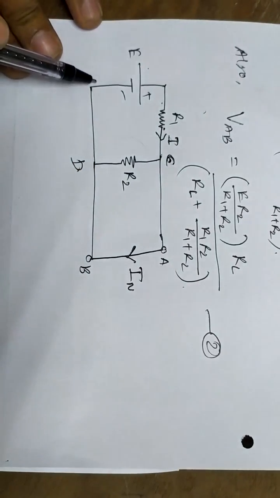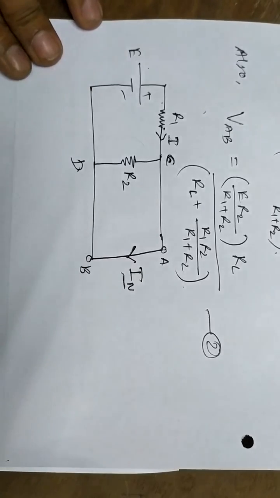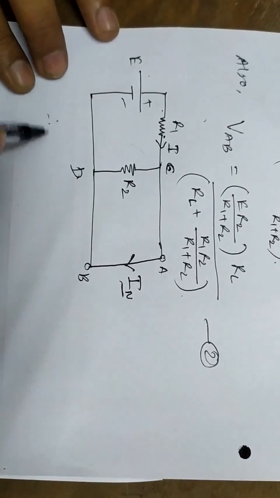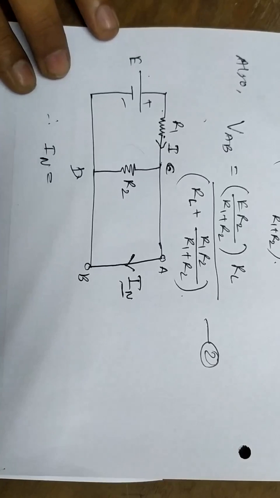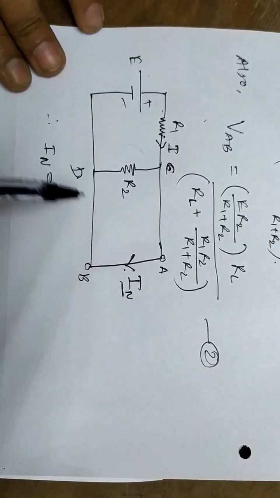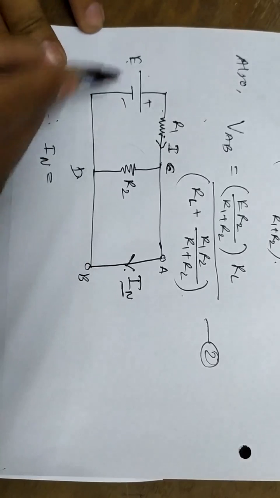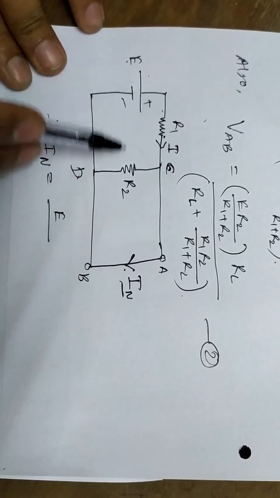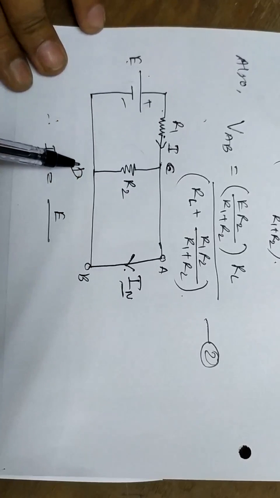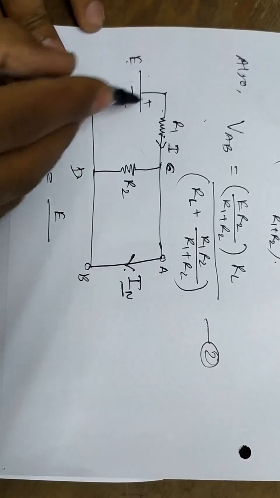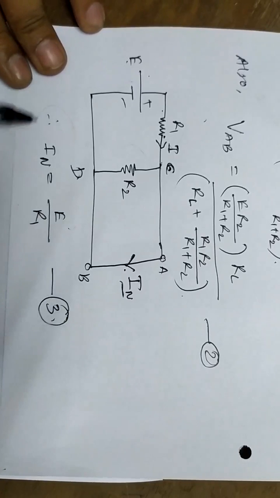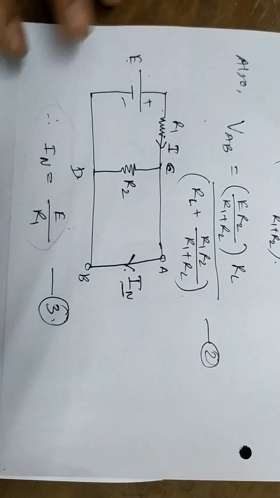Therefore the short circuit current, that is IN, will be equal to I, which can be expressed as voltage upon resistance, that is voltage E upon resistance. Now what is the resistance of this circuit? Only R1, because no current is flowing through resistance R2. Therefore the resistance is R1. This is equation number 3. This is the IN current.